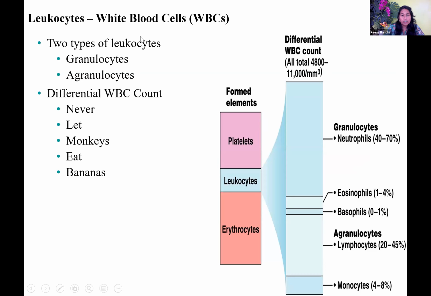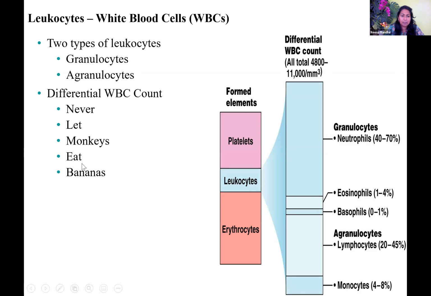There are two types of leukocytes depending on certain proteins that will show up during staining. Granulocytes have granules in the cytoplasm. Agranulocytes do not have granules in the cytoplasm.